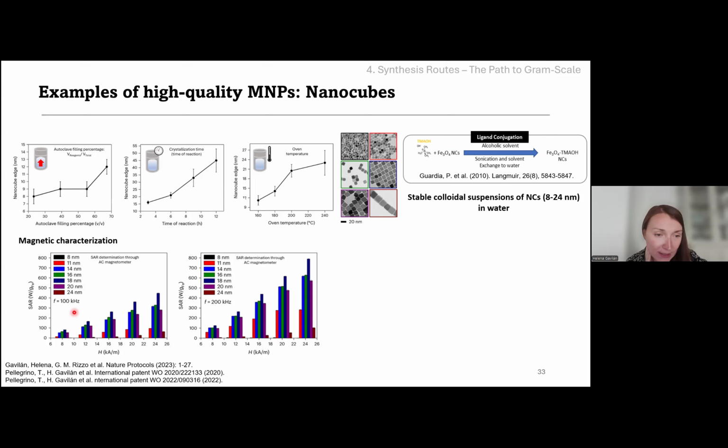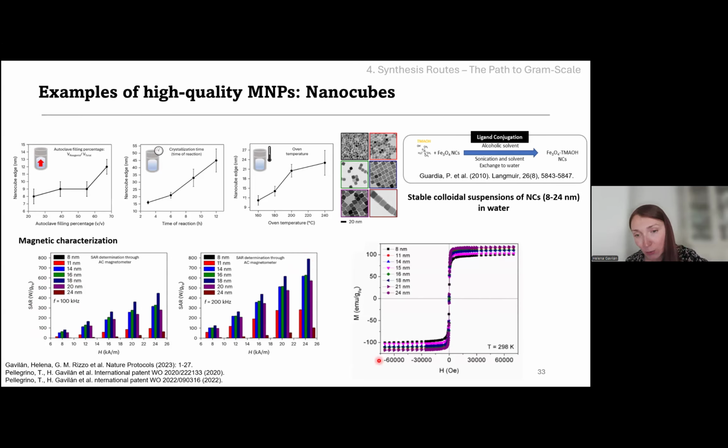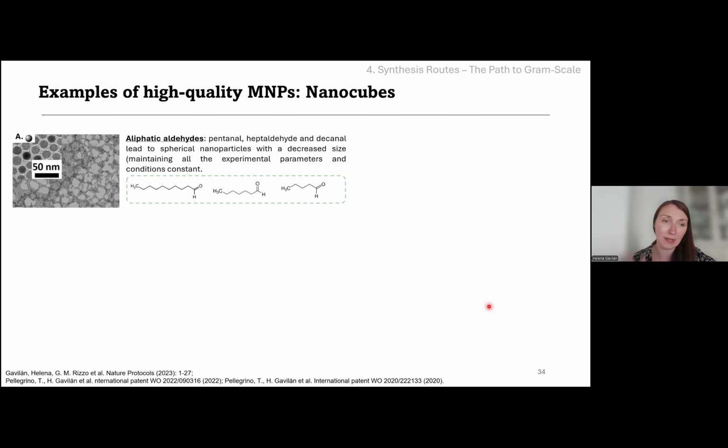And we saw that the SAR properties were really the same as those obtained with thermal decomposition, and we found an optimal size for heating at 18 nanometers, okay? You can see the saturation magnetization values are very high and close to the bulk value, just like with thermal decomposition. So this is very interesting because we were able to produce much more material and at lower temperatures, and the nanocubes had the same potential for magnetic hyperthermia, okay?